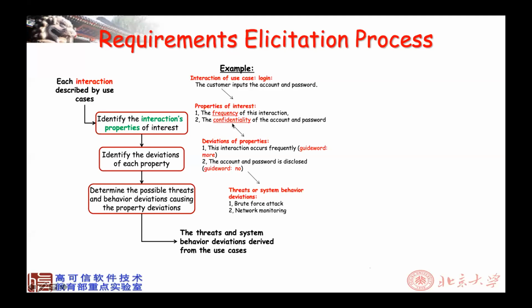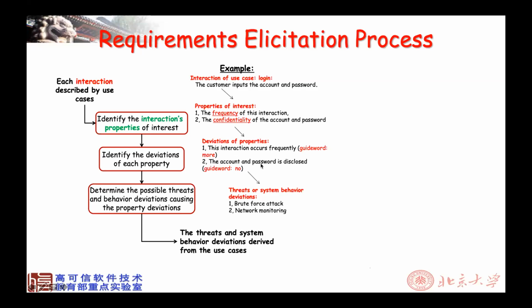And also the confidentiality of the account and the password. So these are two concerns in the use case. And also the deviation of the property: the interaction occurs frequently, and we use some guide words to detect the property. For example, more than 3 times, this is a guide word.